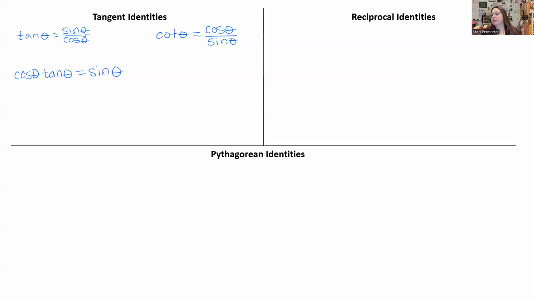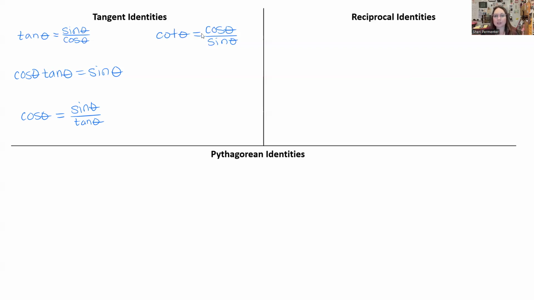Does everybody see how I created that? Okay. I could also bring tangent over and divide by tangent. So cosine is equal to sine over tangent. Again, this is just a couple different ways to see the same thing because you never know how you're going to see it.